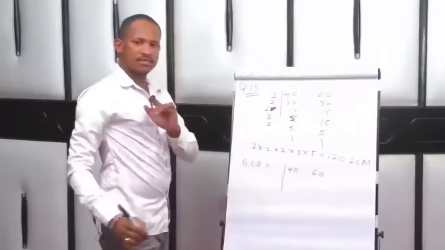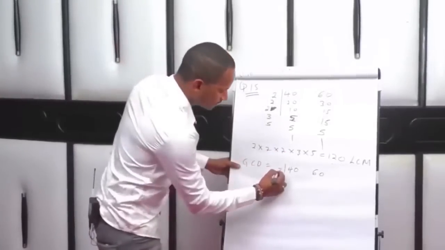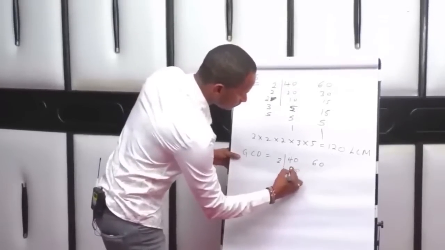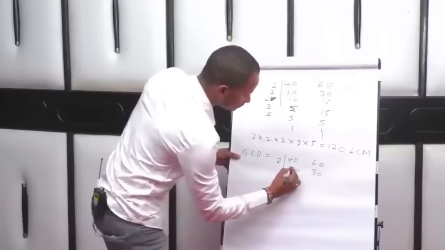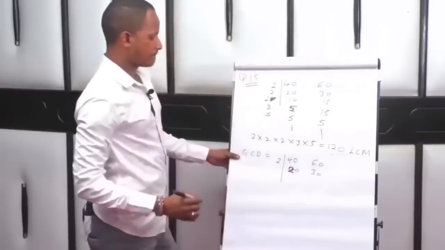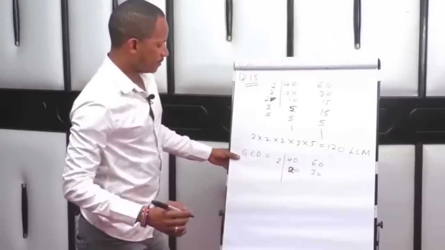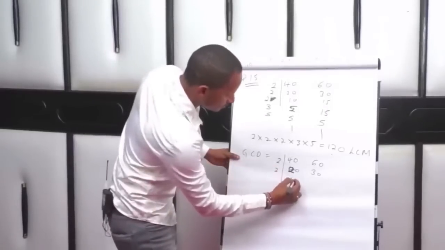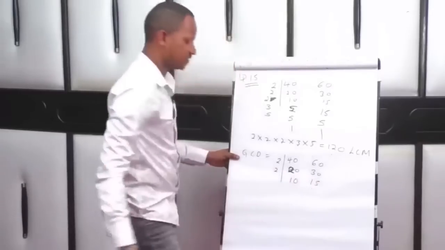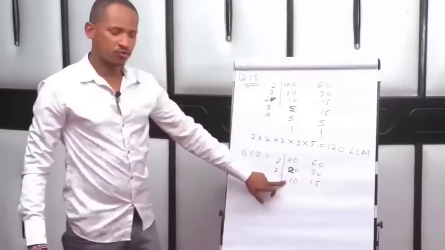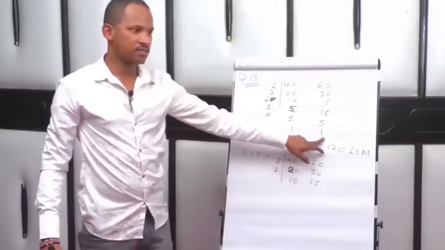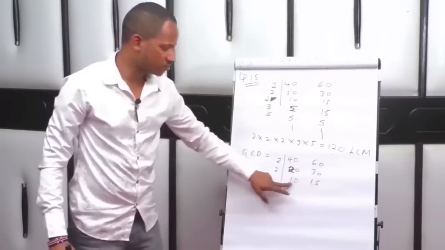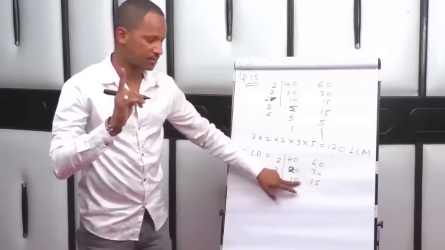First of all, use the least factor, that is 2. 2 goes here, 40, 20. 2 goes here, 30. Then 2 again. 2 goes here, 10. 2 goes here, 15. Now we can't use 2. If you use 2, then you will be finding the LCM. Remember, we want a common number that can divide these 2 successfully without a remainder.